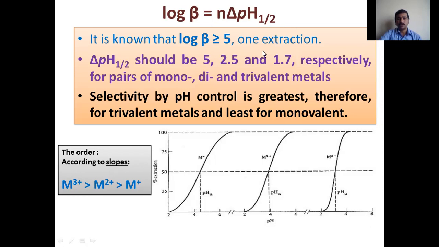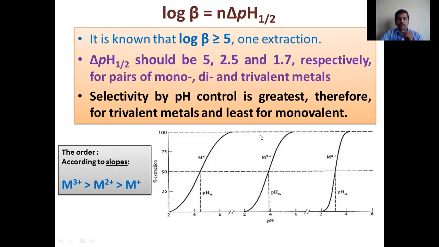If beta is greater than or equal to 5 for one extraction, delta pH will be 5, 2.5 and 1.7 for mono, di and trivalent metals. What does this mean? What is the use of this? Very simple. Selectivity by pH control is greatest. For any metal you are going to extract, whatever the valency, whether monovalent, divalent or trivalent, greater selectivity can be achieved provided you have the ability to adjust the appropriate pH for the extraction process.